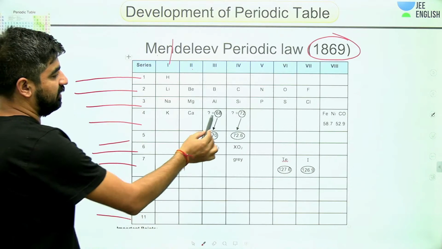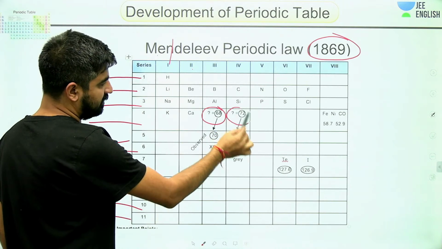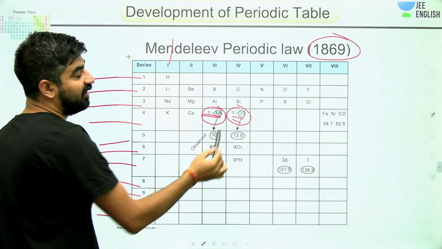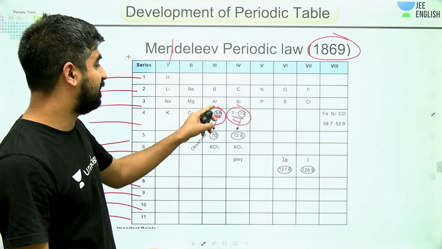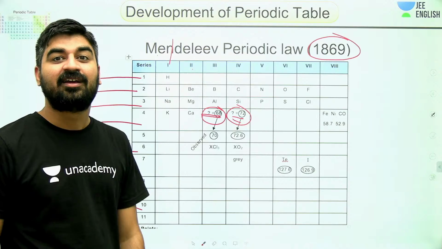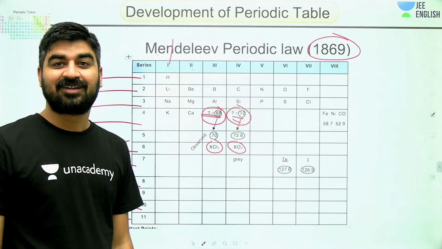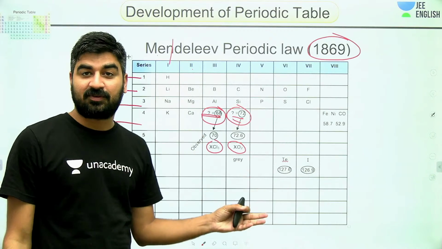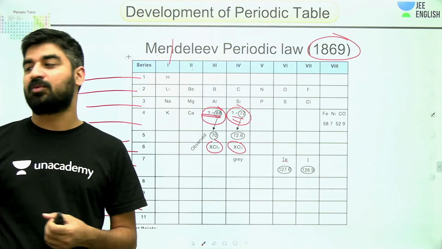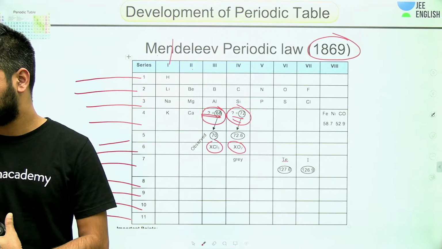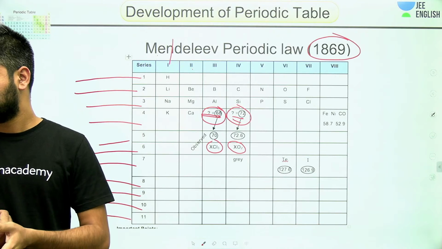He once suggested that two elements are missing, and he even predicted their atomic masses, right? And their properties, like what compounds they will form. So guys, when they were discovered, their properties and masses were almost similar, right? Any doubt?